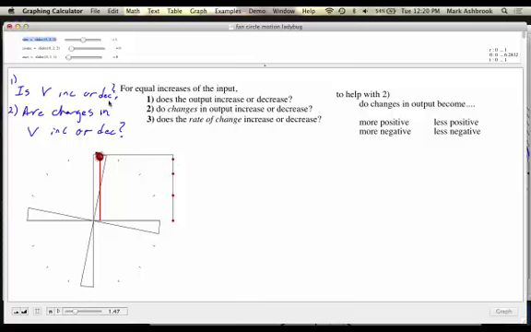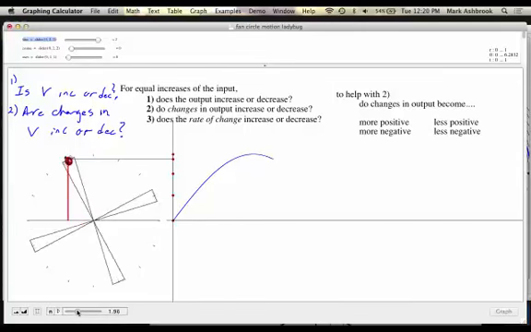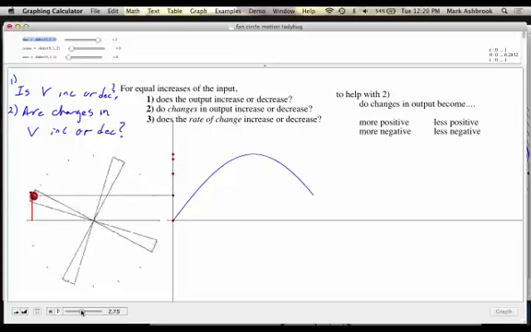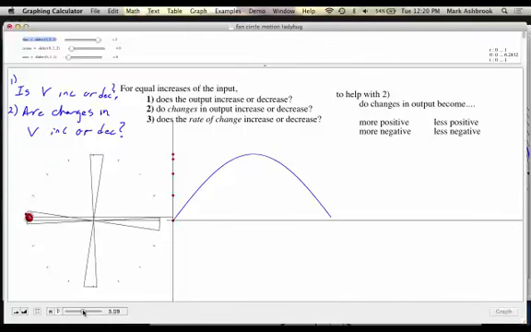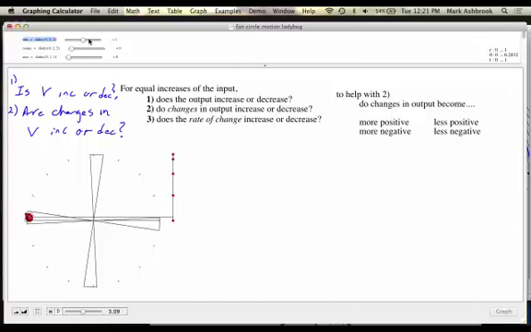Okay, so the rate of change is increasing or decreasing in the second quadrant? Decreasing. The rate of change does the same thing that the changes do. The changes are getting more negative, and because they're getting more negative, that's decreasing changes, and so that's a decreasing rate of change, and it's still concave down. Decreasing rate of change is concave down. Third quadrant. Is V increasing or decreasing?